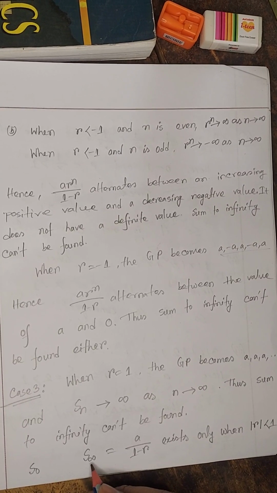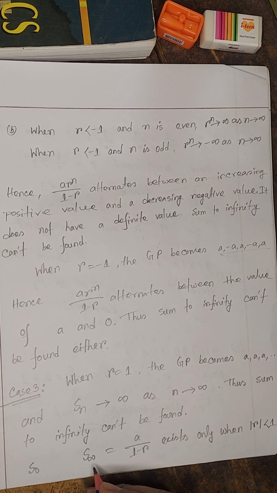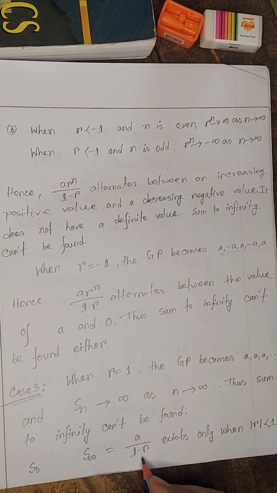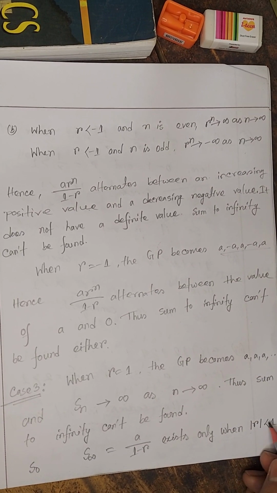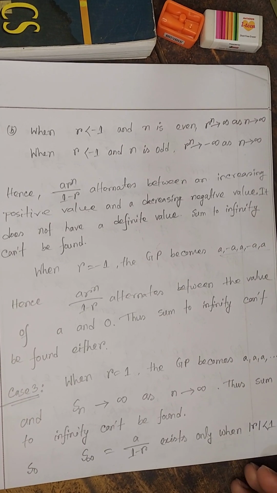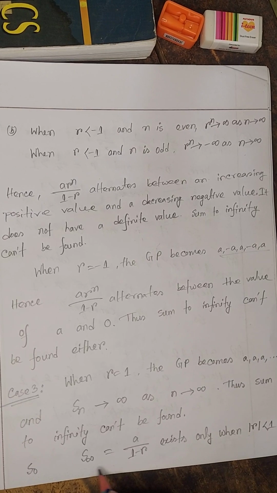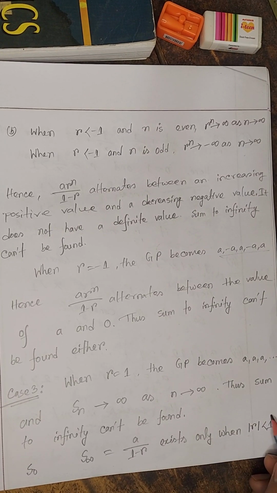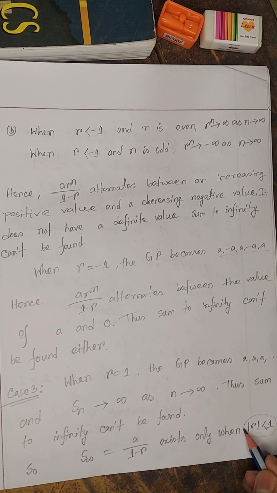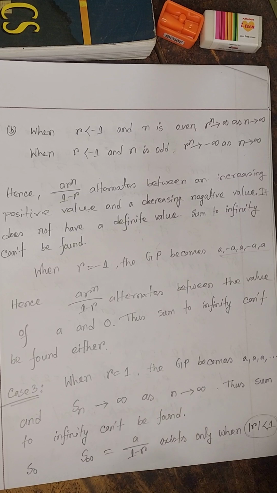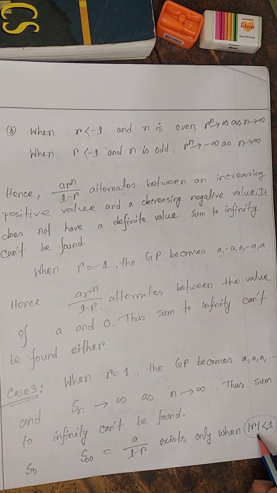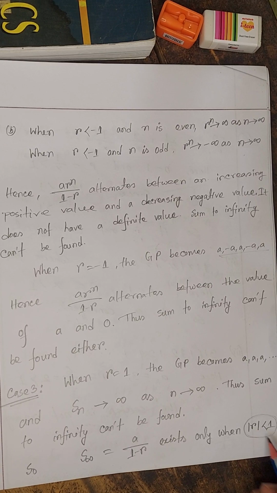So the sum to infinity, a divided by 1 minus r, exists only when the value of r lies between minus 1 and 1. So here basically I want to clear the concept: why the sum to infinity is a divided by 1 minus r, and why the value of r lies between minus 1 and 1. This is the concept here for the value of r.